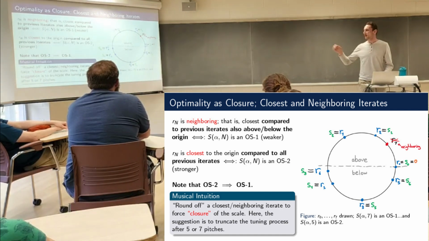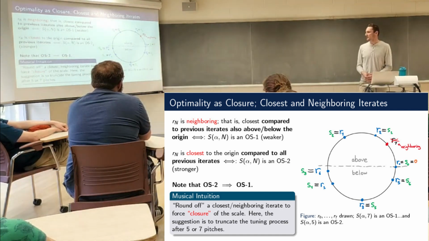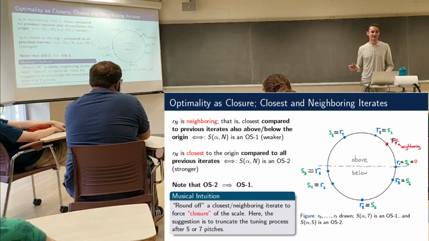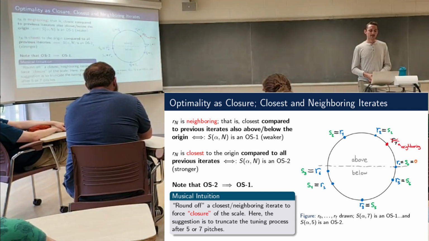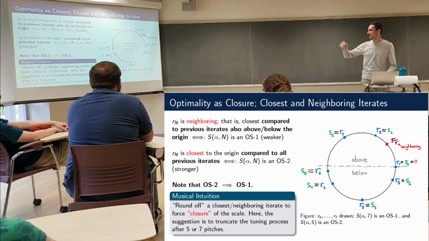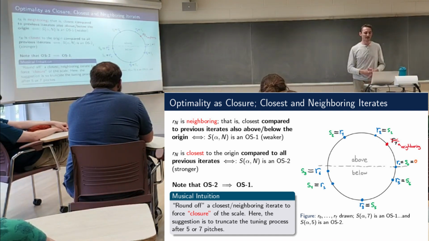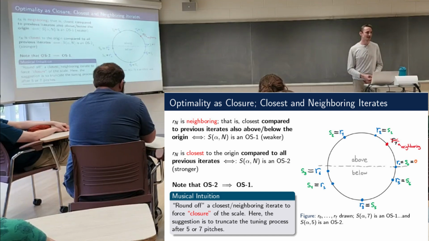And then here also R5 is neighboring below the origin because it's closer than all previous iterates below the origin. So in this case, we say that iterate is neighboring, and in this case, the 7-tone scale and the 5-tone scale generated by alpha are both optimal scales of the first kind.